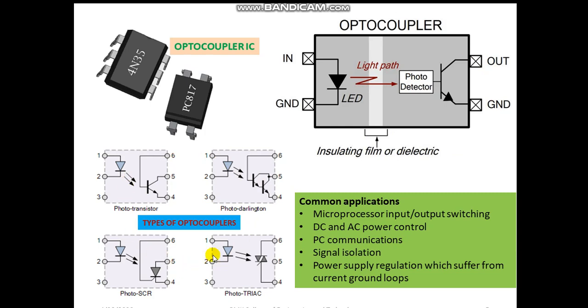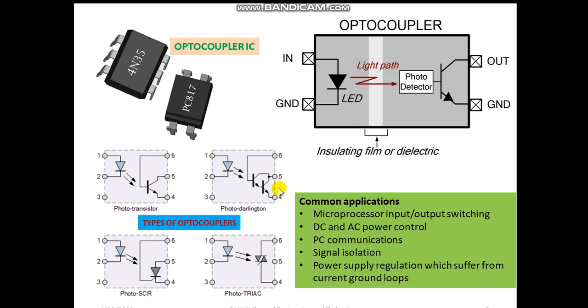And these are the different types of optocouplers. The first one is the ordinary optocoupler IC made up of an LED with a phototransistor. The second one is the photo Darlington, that is, an LED with a photo Darlington as the output device. The third is the photo SCR. So the input is an LED, the output is an SCR, silicon controlled rectifier. The fourth one is the photo triac. The input is an LED, the output is a triac.